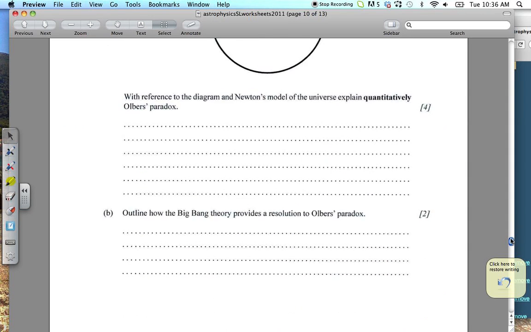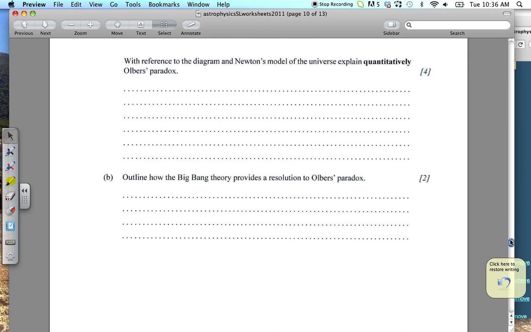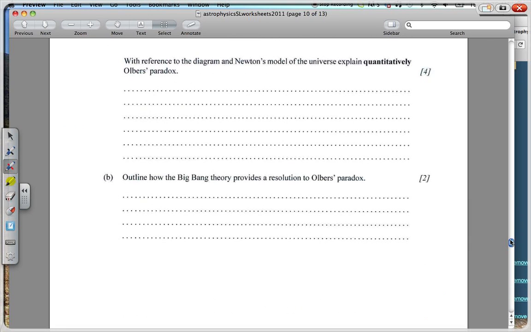Now going on to this final question over here. Explain how the Big Bang theory provides a resolution to Olber's paradox. Well, the Big Bang theory states that the universe had a beginning. It is not static, but expanding.